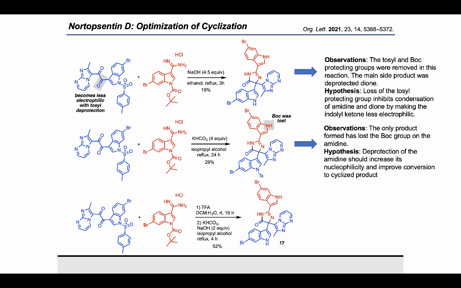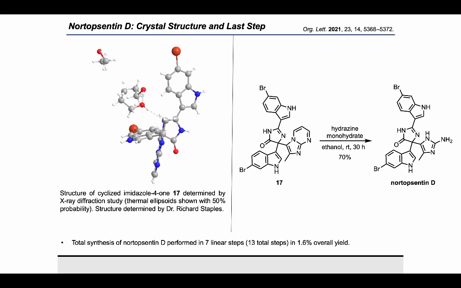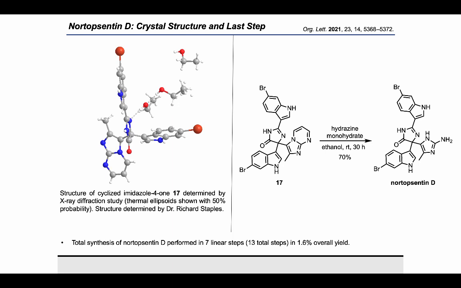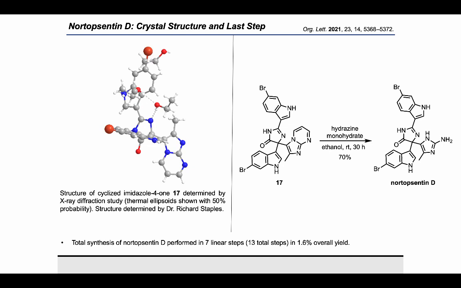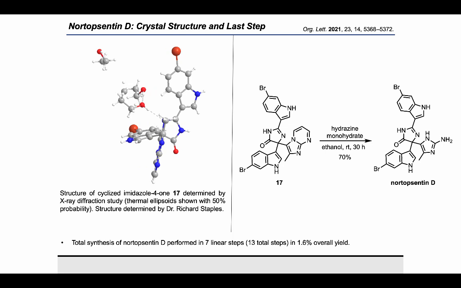presentation. To finish up the synthetic pathway, the 3-methyl-imidazole-pyrimidine was deprotected using hydrazine monohydrate, which afforded the title compound Nortopsentin D in 70% yield. The structure of Nortopsentin D was confirmed through NMR spectroscopy as well as X-ray crystallography, where we were able to determine the crystal structure of cyclized product 17.